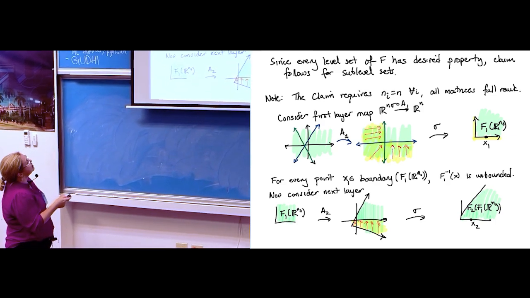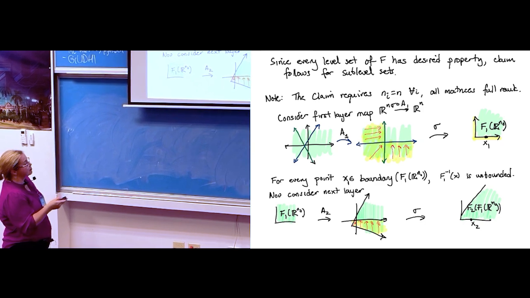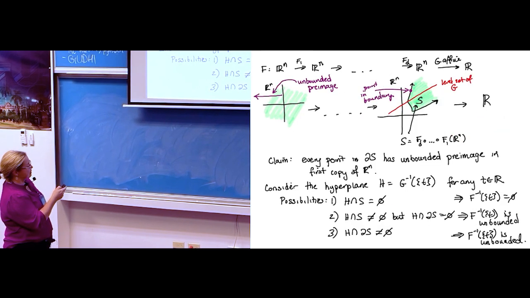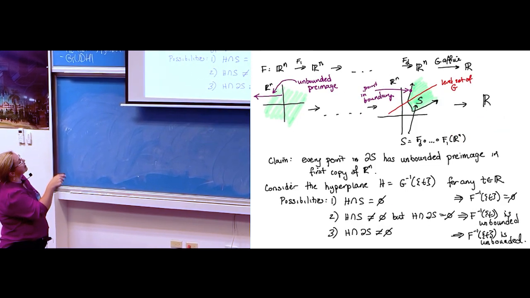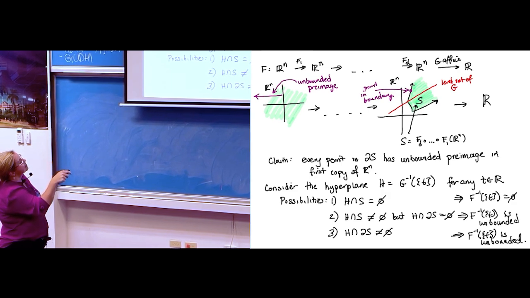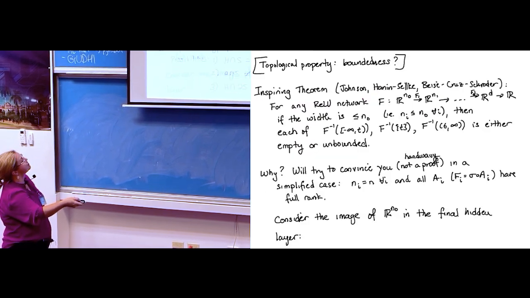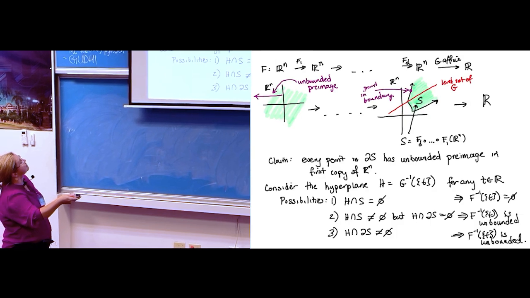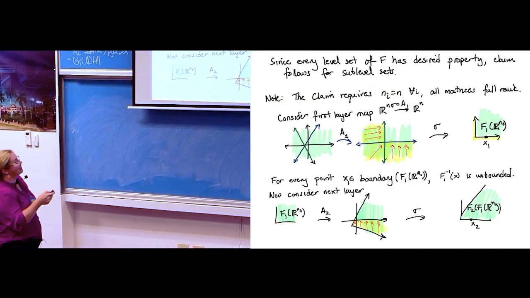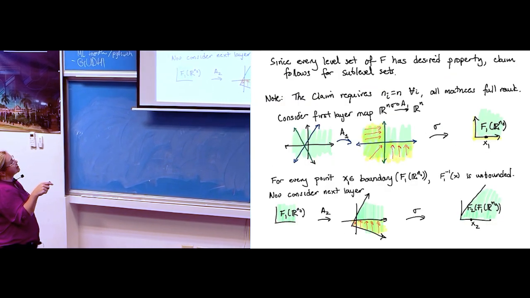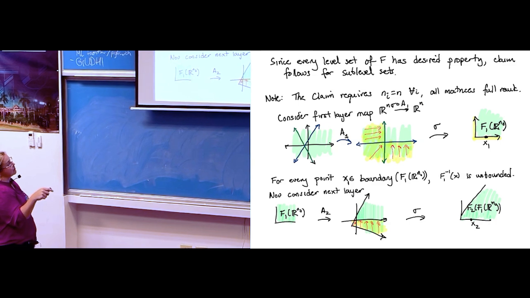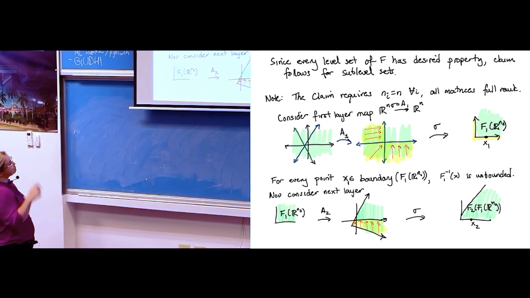Okay, so this is me attempting to wave my hands at proving this claim. The claim is that in this setting, all the ends are the same, all the maps have full rank, and every point in the boundary has unbounded preimage. So here's a hand-wavy proof of that. Note that this claim is going to really use those assumptions.